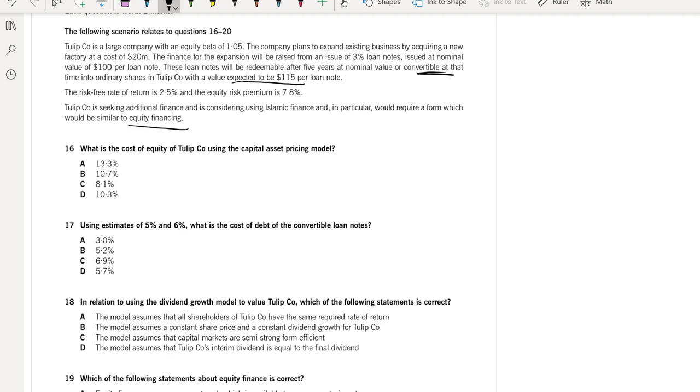So let's move to the first question. What is the cost of equity of Tulip company using the capital asset pricing model? If you remember the formula, risk-free rate plus beta 1.05 into equity risk premium, that is 7.8 into 1.05 plus 2.5, that is 10.69. So B is the correct answer.